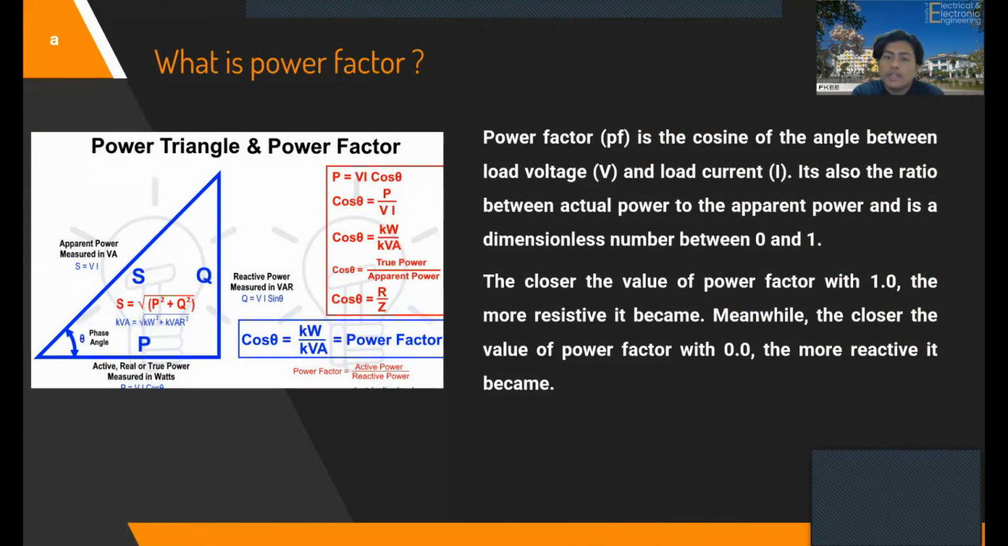So what is power factor? Basically, power factor is the cosine of the angle between the load voltage and the load current. It also can be called the ratio between the actual power to the apparent power, and is also a dimensionless number between 0 and 1. The closer the value of the power factor is to 1.0, the more resistive the circuit becomes. Meanwhile, the closer the value of the power factor is to 0.0, the more reactive it becomes.